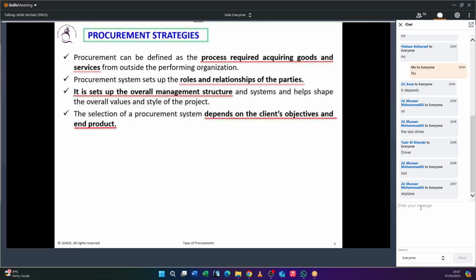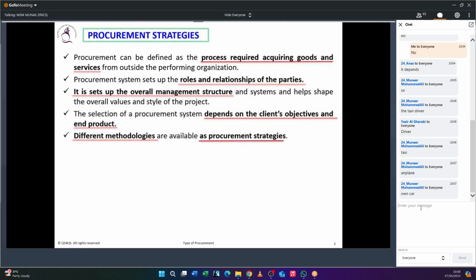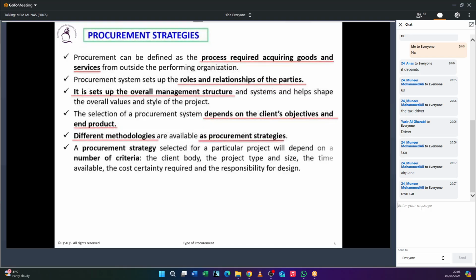They want to have frequent stops, and they want to see the sights. Which one is more convenient? Your personal vehicle, or train, or metro? Own car is much better, isn't it? So likewise, even though the end product remains unchanged, depending on the client preference, the way of achieving it will be different. Okay, so in the same way, we have different methodologies in the procurement route, and each has its own style.